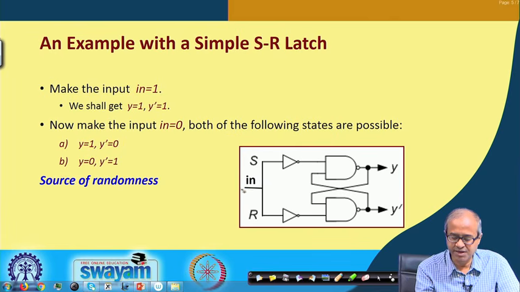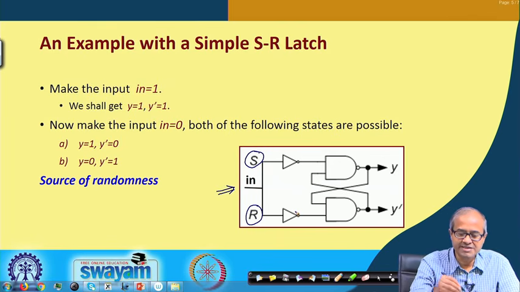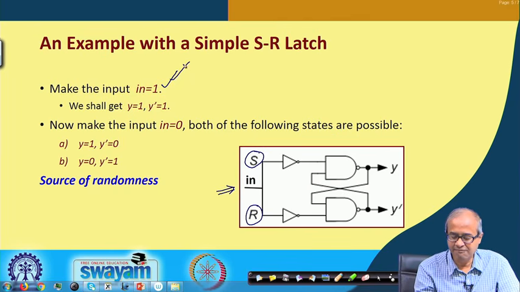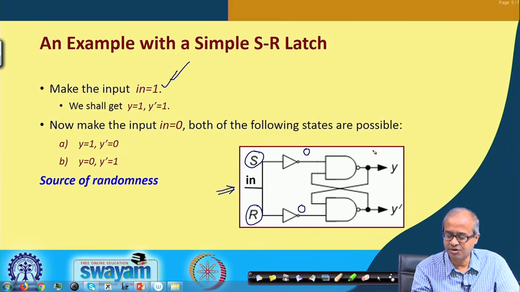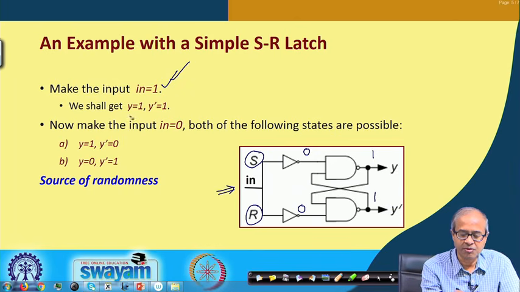There is one input, in. That same input is fed to this S and R. These are two different inputs, but let us assume that the same input value is fed to both S and R. Now, let us say I apply 1 to the input. Then the output of these NOT gates will be 0. These are NAND gates, so one input 0 means the outputs will be 1. Both y and y prime will be 1.